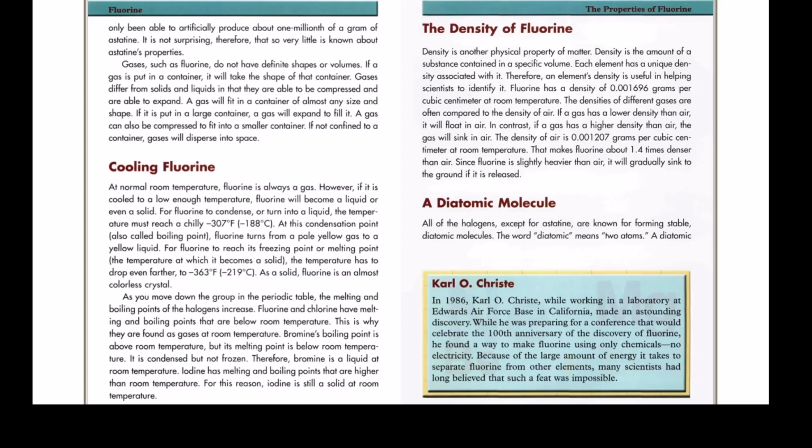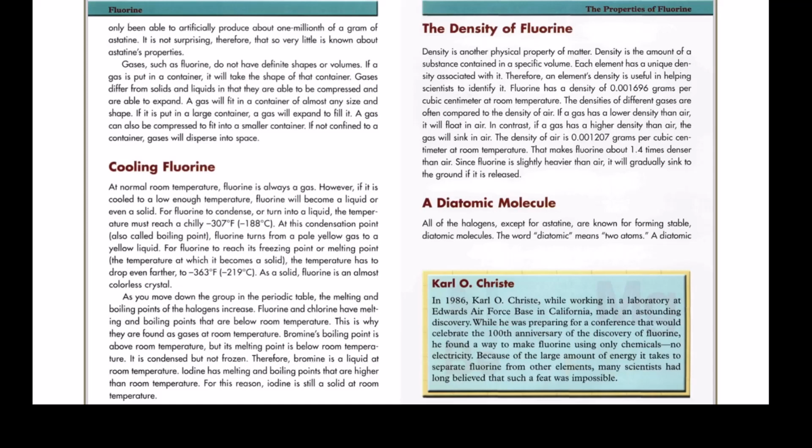For fluorine to reach its freezing point or melting point, the temperature at which it becomes solid, the temperature has to drop even further to negative 363 degrees Fahrenheit, negative 219 degrees Celsius. As a solid, fluorine is almost a colorless crystal.